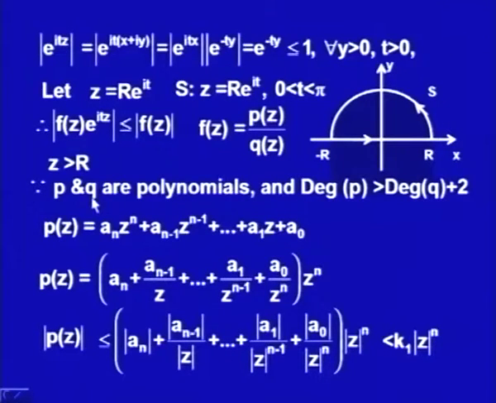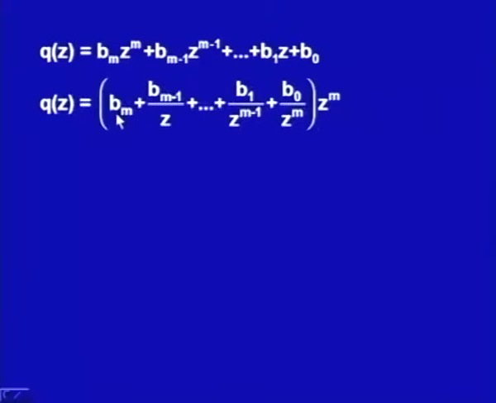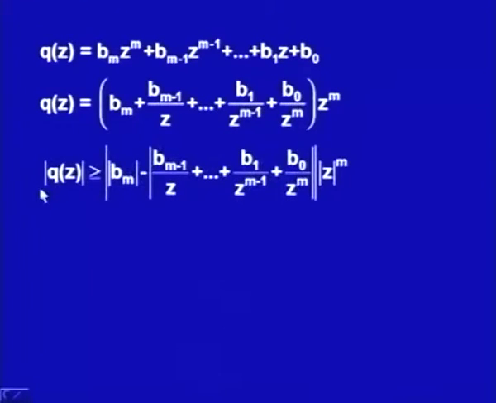Similarly, assume that q is a polynomial of degree m. So, let us say that q is of the form b m z to the power m plus b m minus 1 z to the power m minus 1 and so on, plus b 1 z plus b naught. Again in a similar manner, we will take z to the power m common. So, what we could write is b m plus b m minus 1 upon z and so on, plus b 1 upon z to the power m minus 1 plus b naught upon z to the power m, into z to the power m. Now, again take the absolute values.